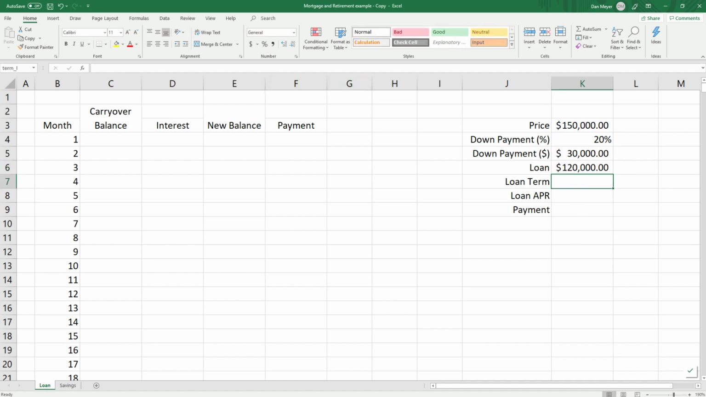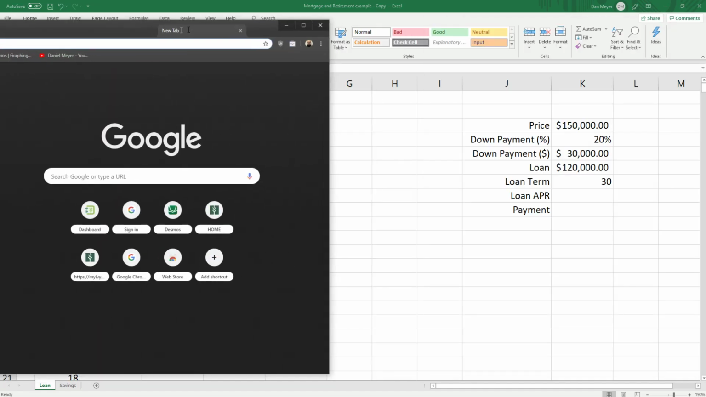Now, I think a typical term for a home loan is about 30 years, so we'll go with 30 years here. That's the term for our loan. And I have no idea what kind of APRs are available for loans. Let's look it up. We got the internet. Let's look it up.